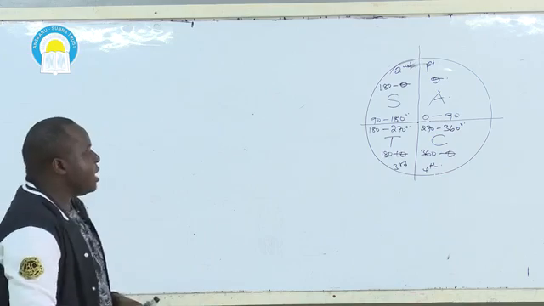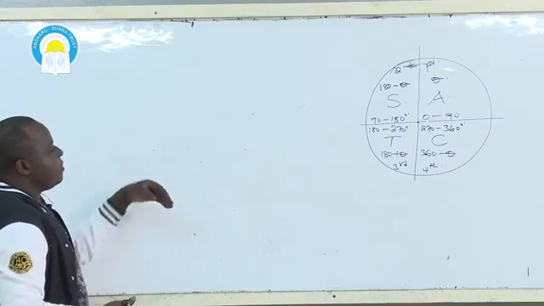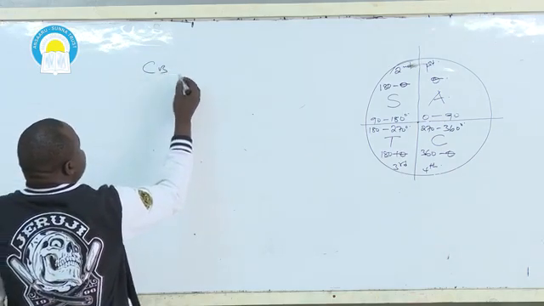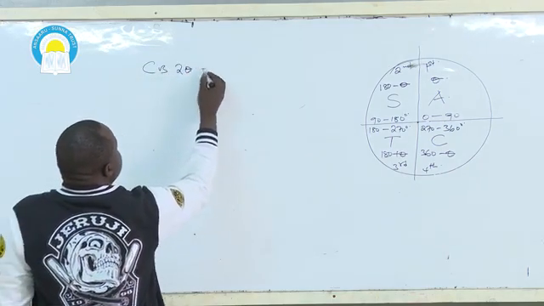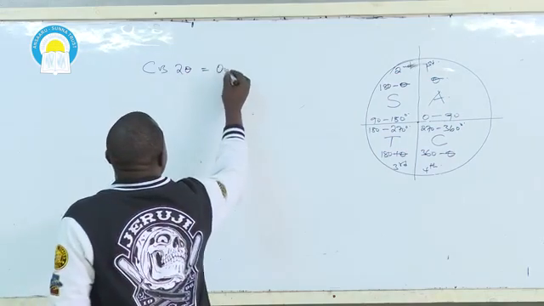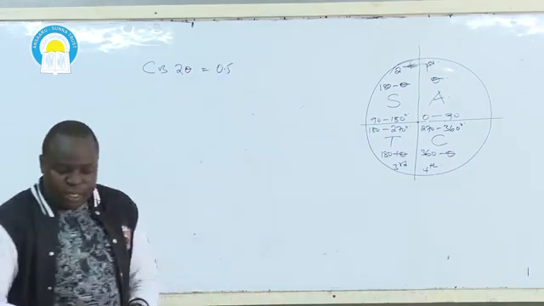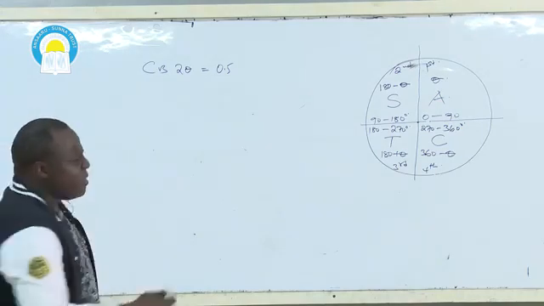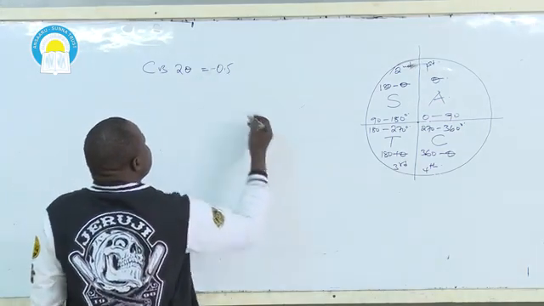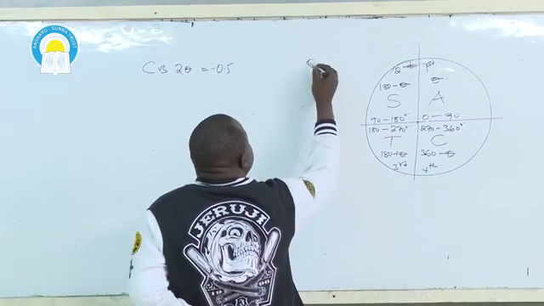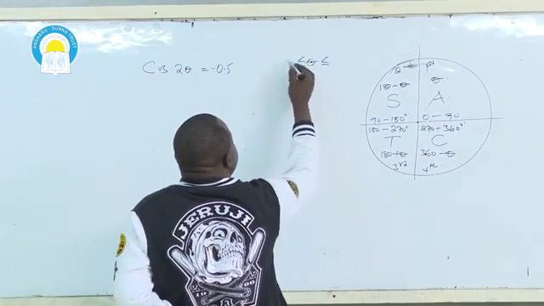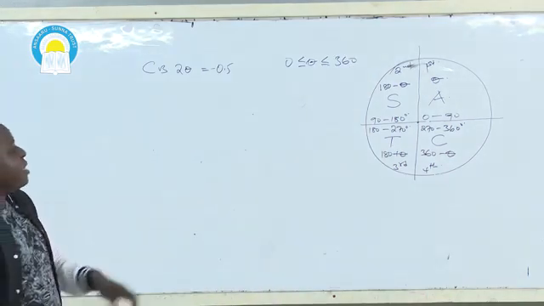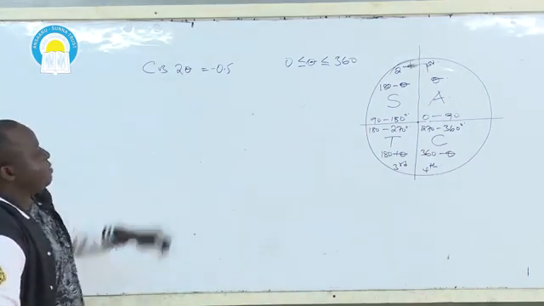Okay, a slight change. Starting from the simplest values again. If I had a statement given that cos 2 theta equals 0.5, let me make it negative, and that theta lies between 0 to 360, find the possible values of theta.